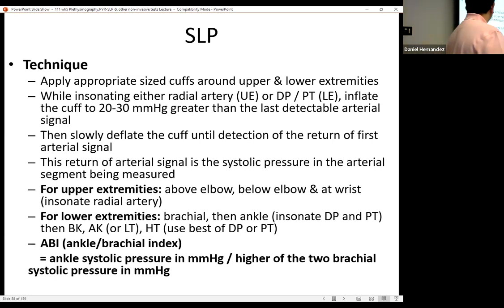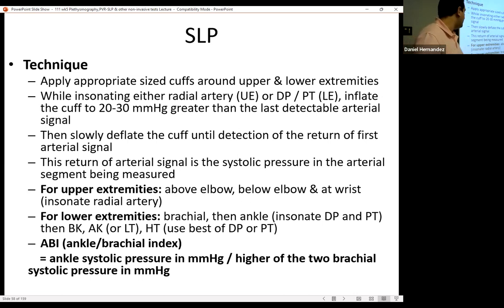To explain what we've done already: when we're insonating, we're trying to assess for these pulses. We want to inflate about 20 to 30 millimeters greater than the last detectable arterial signal. Once we stop hearing that pulse, we continue to inflate a little bit more to give us time for it to run down. We slowly deflate the cuff and listen for the return of that arterial signal. This is the systolic pressure, the top number in the blood pressure.